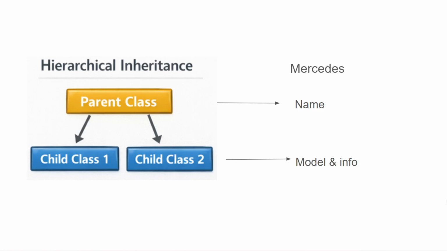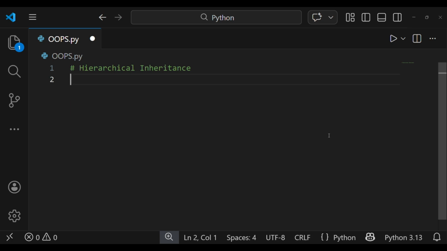To understand with an example, we are taking a car which is Mercedes with two different models. That means two different cars related to the same brand. So the name attribute we define in the parent class, and model and info method. Model is an attribute and info is a method. We declare these two in the child classes. So let's understand and implement this hierarchical inheritance. Okay, come on, let's define the parent class here. Class parent A.